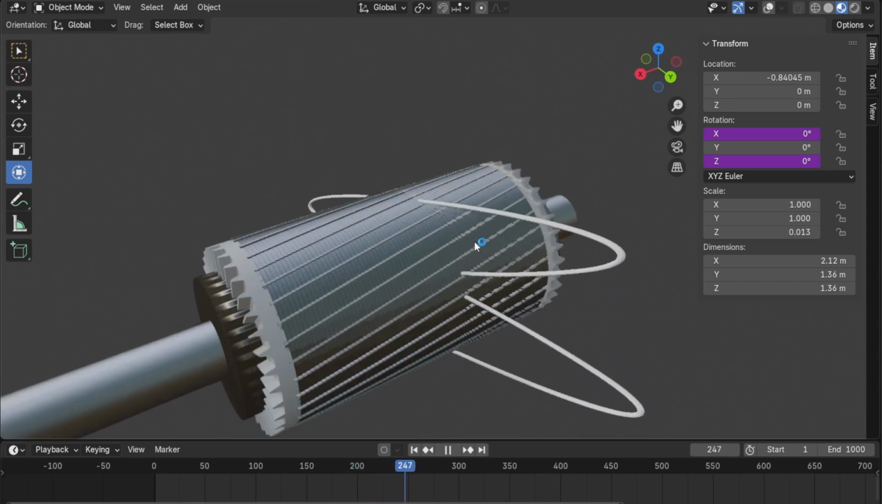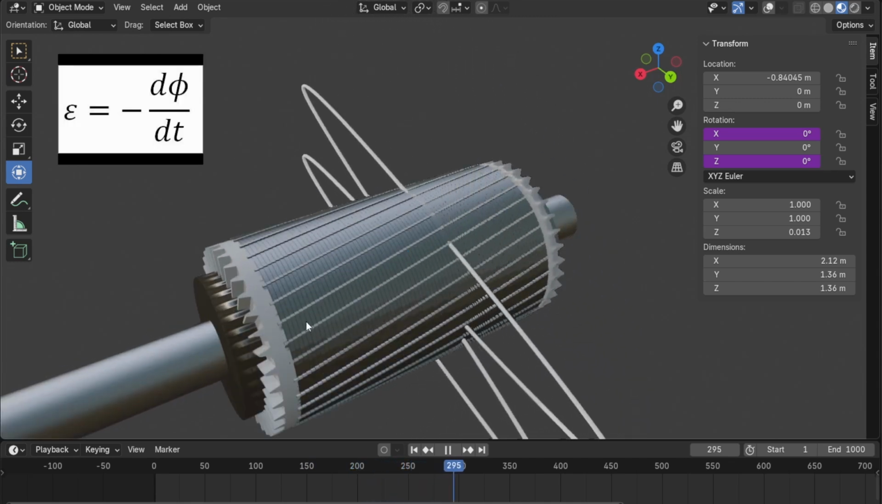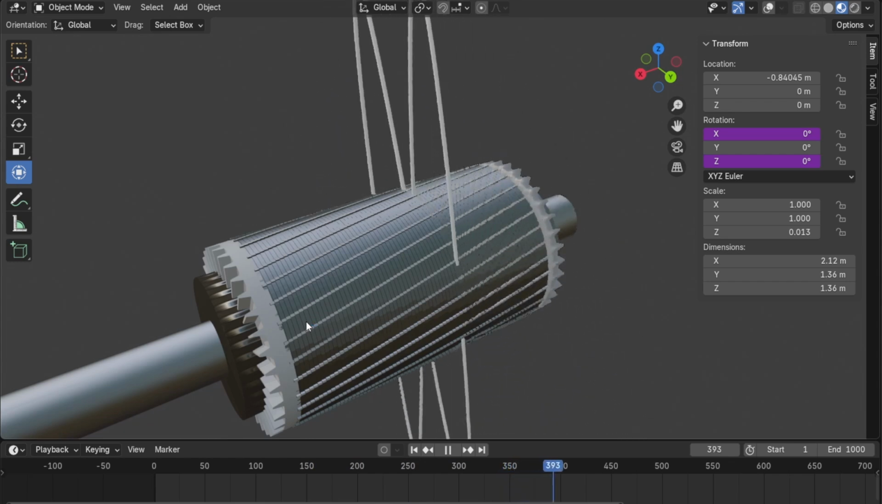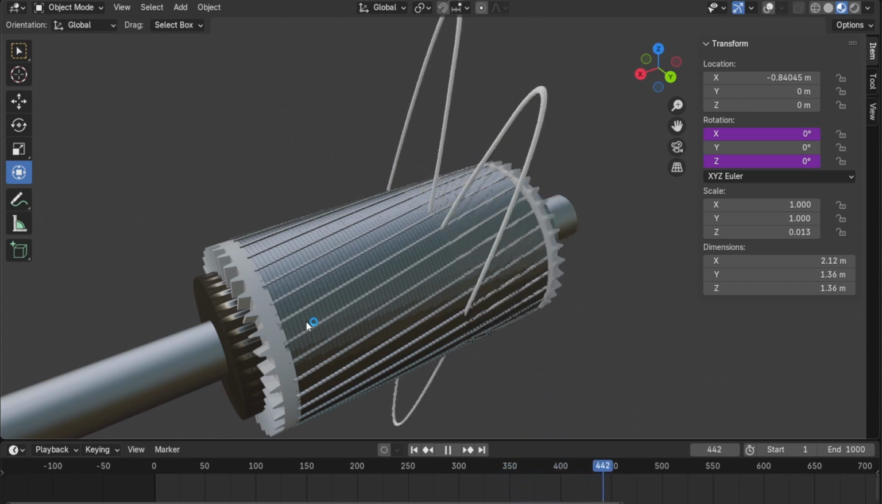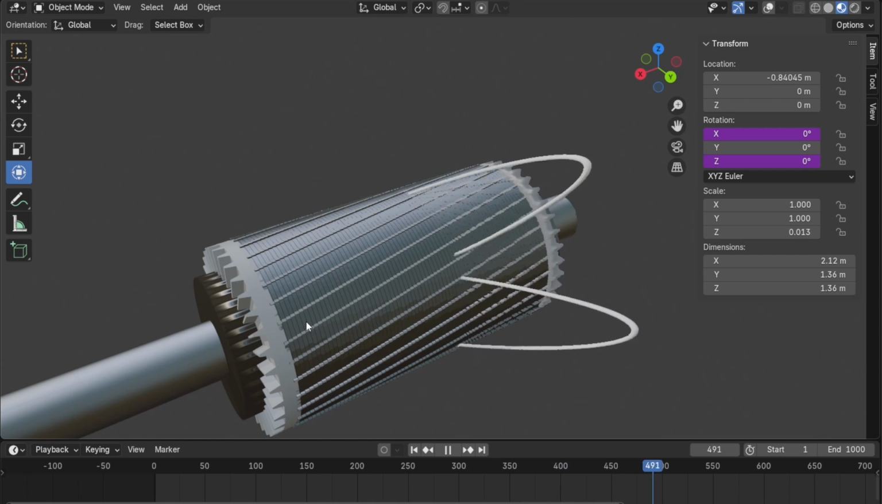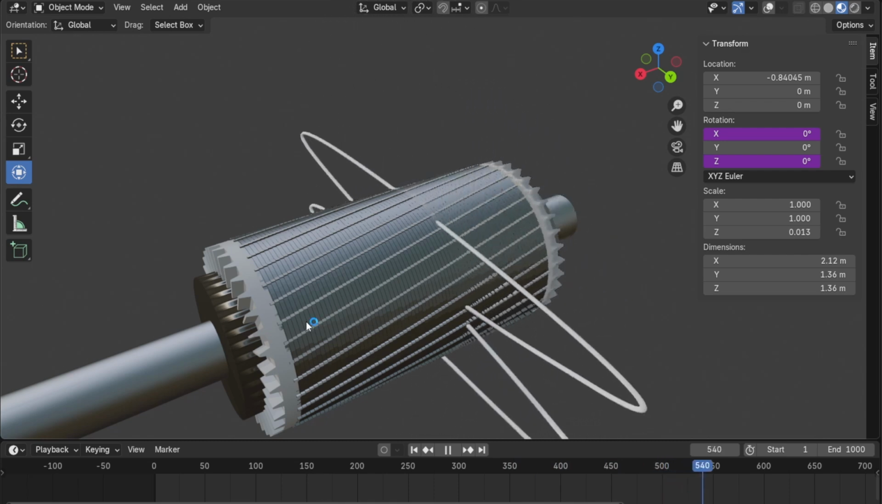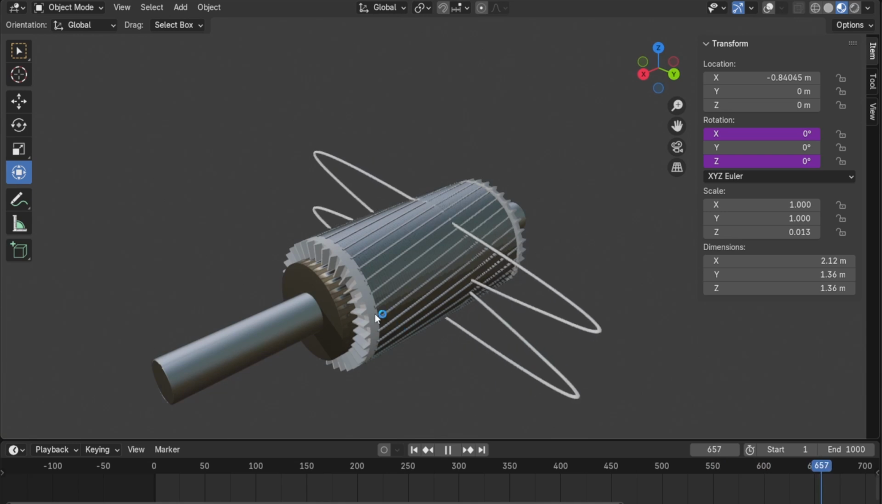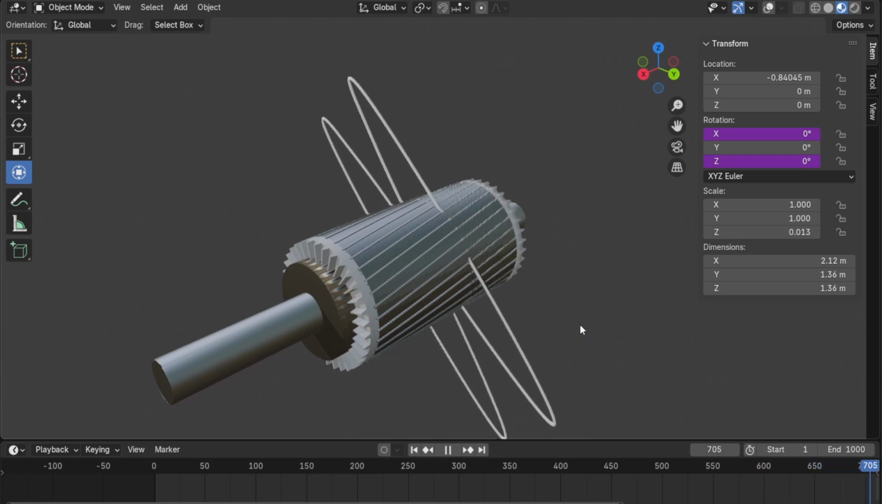Well, what happens to our change in flux? It goes bonkers. It goes through the roof, and so does our current. And that's why we have locked rotor amperage as one of the statistics on the data plate of a motor. And so that's when you get your highest absolute current, when the rotor is completely stationary.